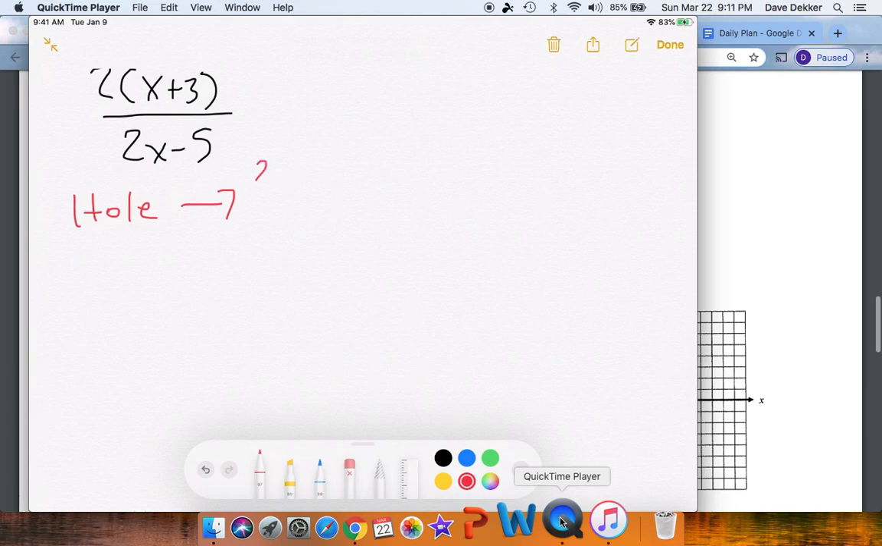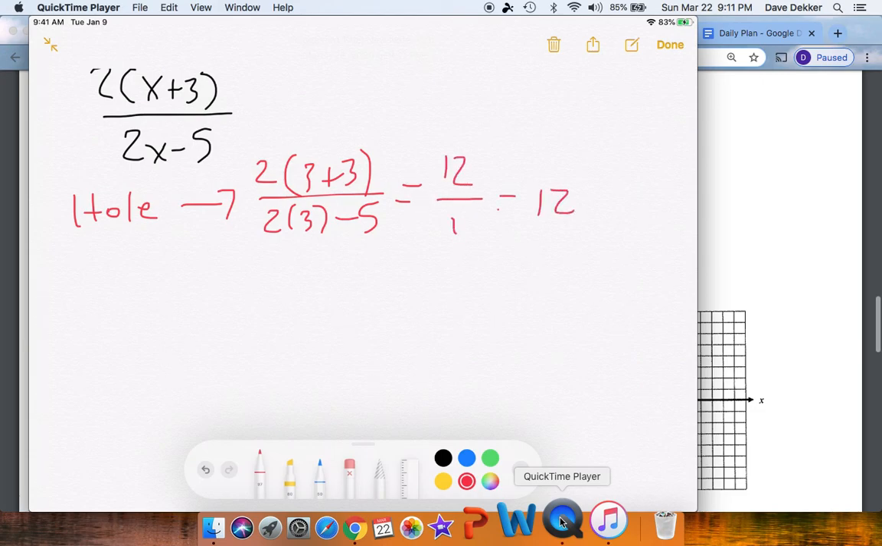Okay, so I'm going to have 2 times 3 plus 3 over 2 times 3 minus 5. And if I do all of that, 2 times 6 is 12, over 1, so that's 12. So what this is telling me is the hole is actually at 3 comma 12. I would write that down, just a little bit more info where they're talking about the hole on the PDF.